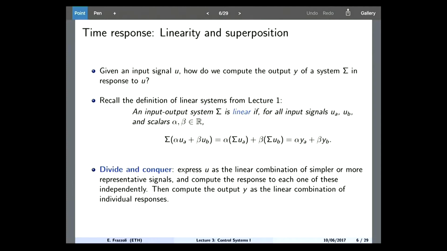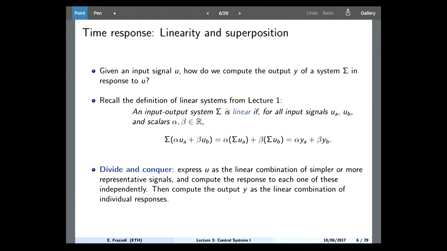Sure. Okay, so now we are given u, we want to compute the output y, okay? Remember that, as I said before, the definition of a linear system is one where, given any two input signals, I can compute the output to the linear combination of the input signals as the linear combination of the outputs that I would have generated just applying those simple elementary signals ua and ub, okay?